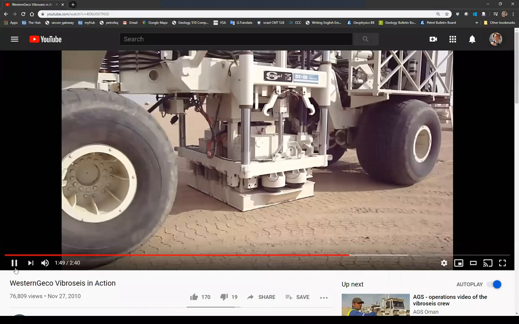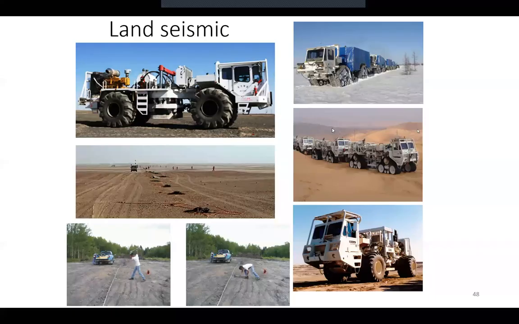Many times when you're dealing with big offsets, what you do is you synchronize four up to even six vibrators with a very good synchronization, less than 2 milliseconds. And they all shake together.